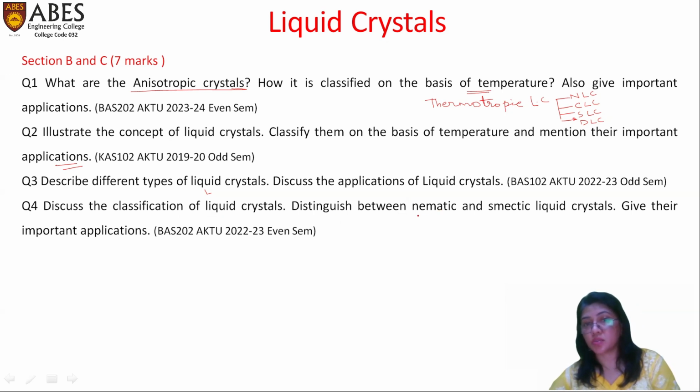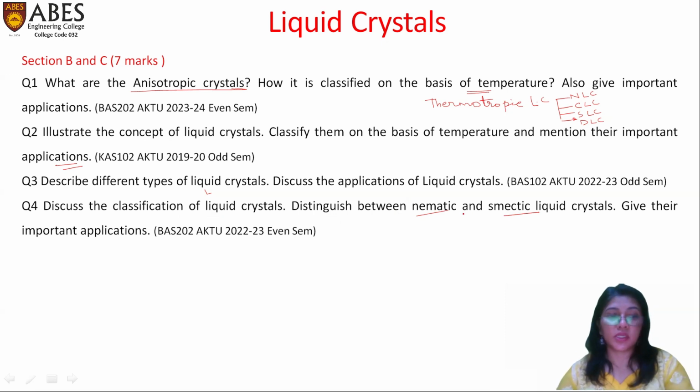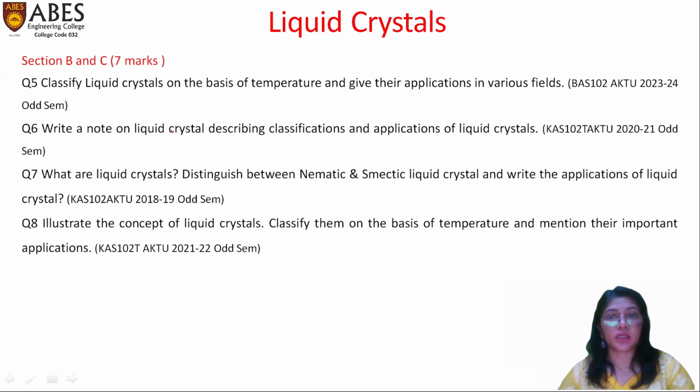It is asking to distinguish between nematic and smectic liquid crystal. This has been discussed in detail in lecture video 3 of unit 1 ABES CETL videos. Liquid crystal, again additional questions. Now this is also a repeat question that we have to classify the liquid crystals on the basis of temperature, that is thermotropic liquid crystals, and its 4 types: nematic liquid crystal, smectic liquid crystal, cholesteric liquid crystal, and discotic liquid crystal. And also we have to explain the application of these liquid crystals.